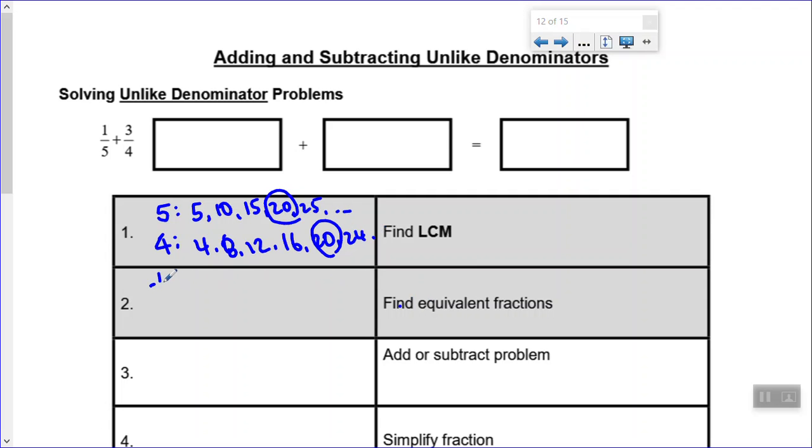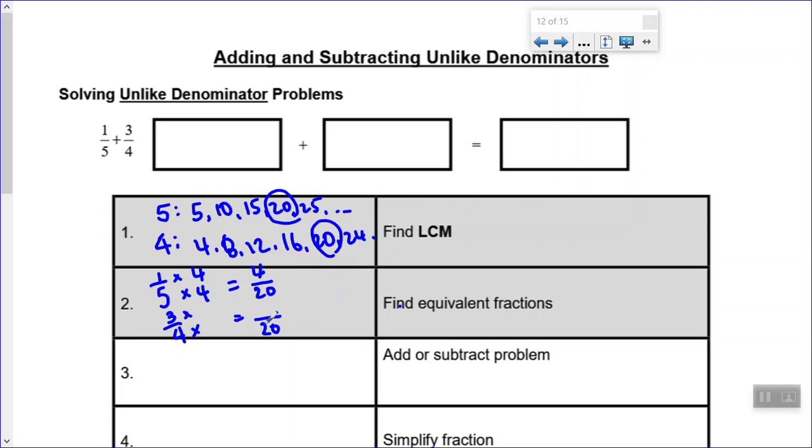How do you find the equivalent fraction? You have 1/5 and 3/4. You have to multiply by a number to make 20 at the bottom, and you have to multiply the top by the same number. So 5 times what number makes 20? 5 times 4 is 20. 1 times 4 is 4.